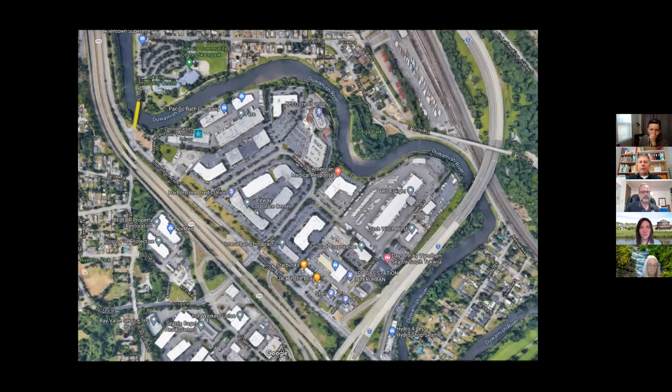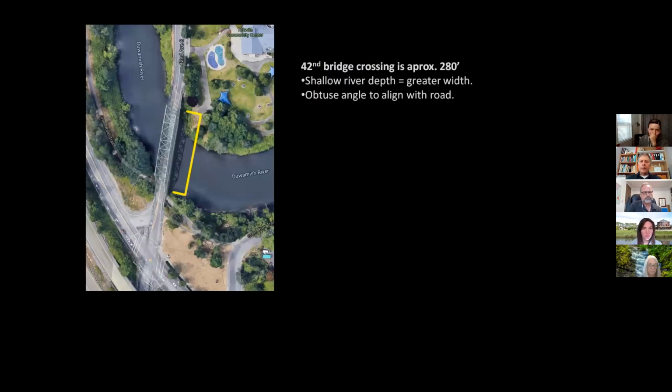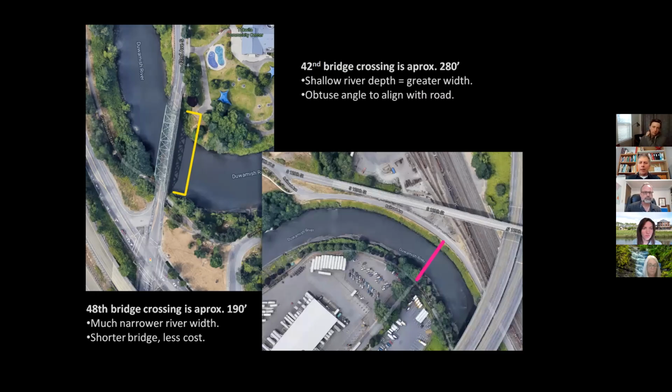So here's a little comparison. This is the 42nd Street Bridge that's currently in use. There's the 48th Place proposed truck route and bridge and entrance into the Burlington Northern Freight Yard. So interestingly, I measured this on Google Maps. It's all approximate. The current bridge is about 280 feet. It's pretty long because it's at a kind of a strange angle to line up with the roadway. And also the river at that point is pretty shallow, so it's a lot wider. 48th Place, the river is a lot narrower by about 100 feet. So I assume the bridge there could be a lot shorter too.